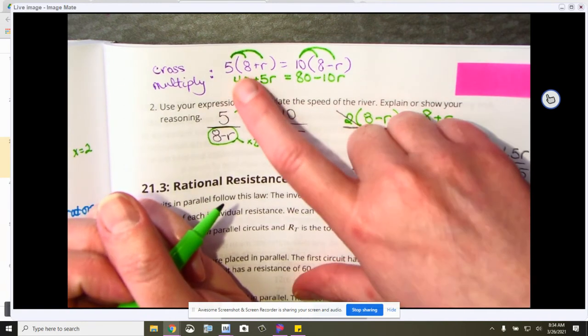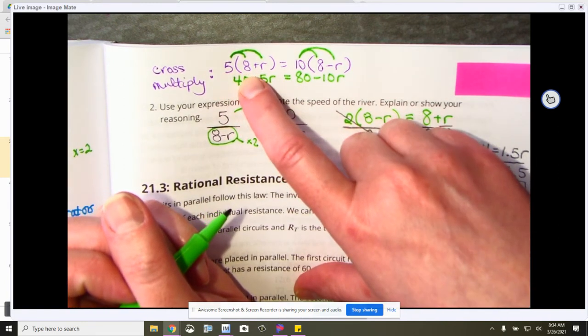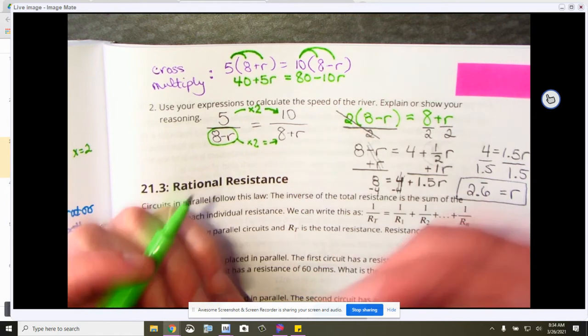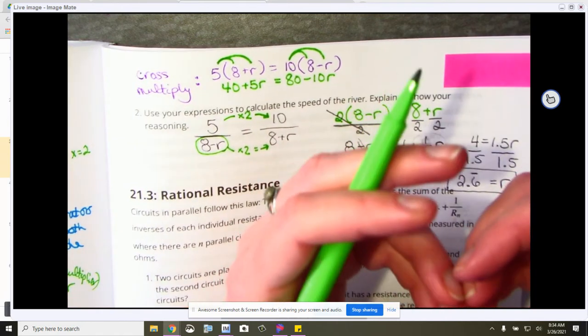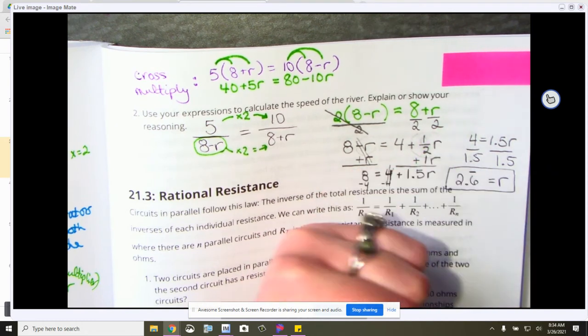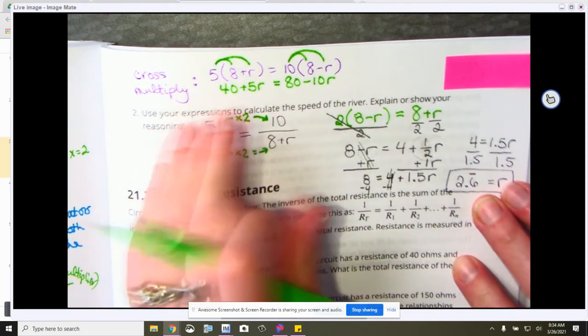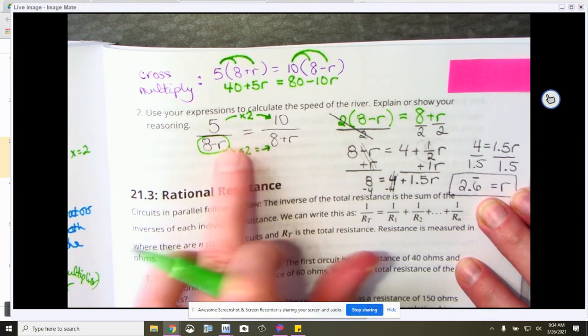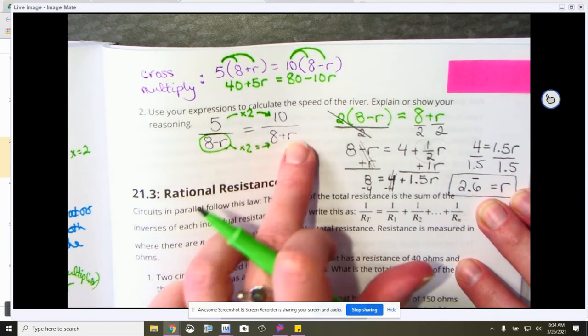So I want to bring you back to this idea that we might be cross-multiplying and we might need to use a grid to multiply. That's why we learned that grid and perfected that grid use first, because we might have polynomials times polynomials.